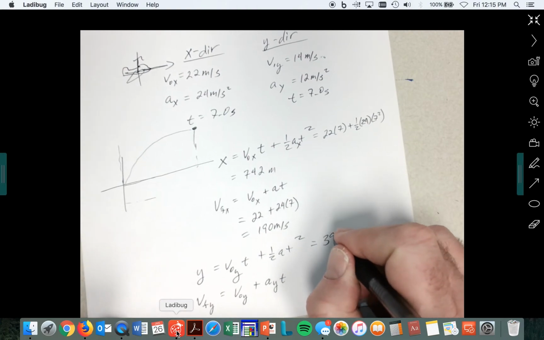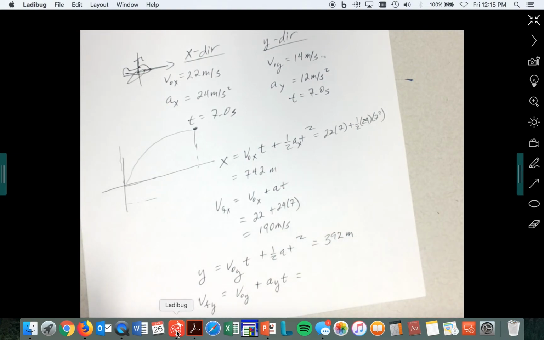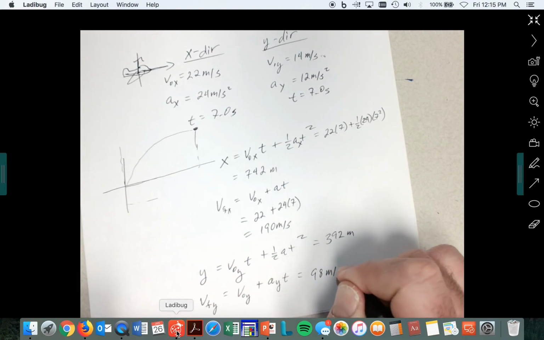392 meters, and the final velocity comes out to be 14 plus 12 times 7, which will give us 98 meters per second in the y direction.